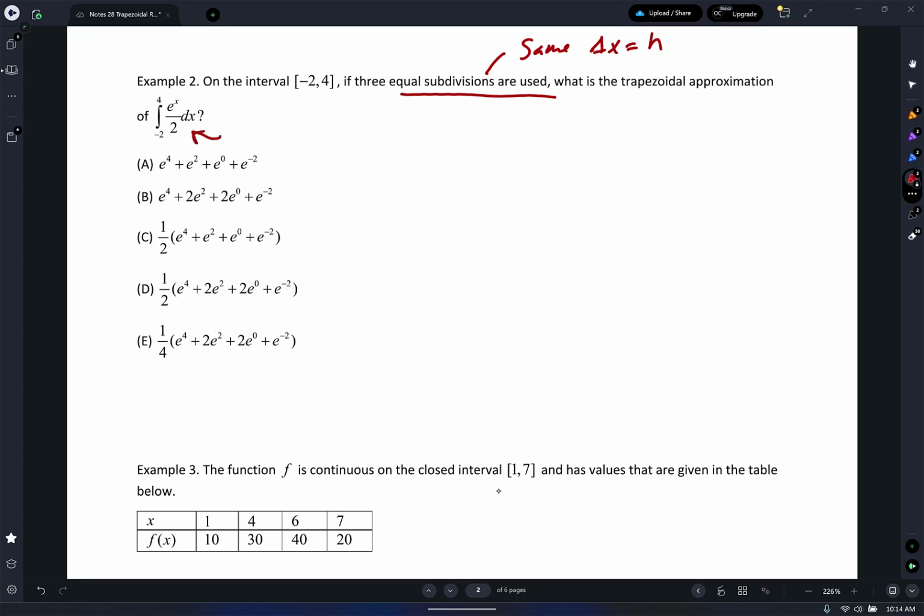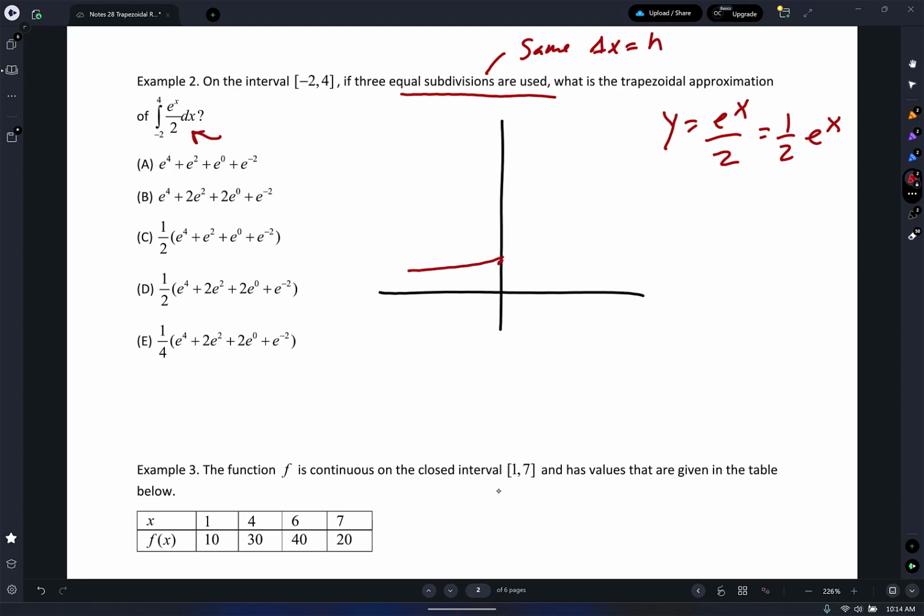So before we even start, do you know how this function looks like? Be honest, without a calculator. Okay, this function is the same thing as saying 1/2 of e to the x. So it's just a vertical compression of e to the x. So here I go. I'm going to exaggerate. Here's my scale. And instead of touching the y-axis at 1, it's going to touch it at 1/2. And it looks like this. Cool or not cool?